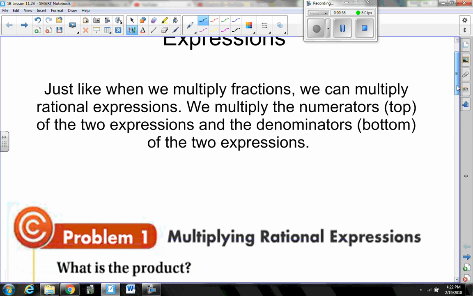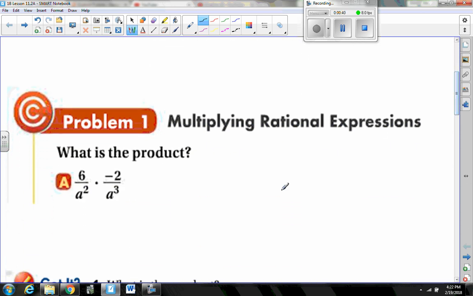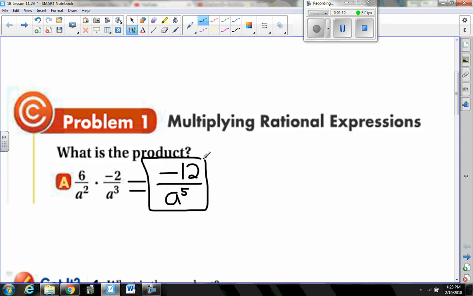All right. So the first type of fraction that you're going to see is something just like this, where you have two fractions and they're mostly normal, except now one of them or both of them involve variables. So what we're going to do here is multiply these two together by just multiplying the tops and bottoms. The top, of course, ends up being negative 12. The bottom here, a squared times a to the third, we add those exponents together and we get a to the fifth power. So that's my final answer here, negative 12 over a to the fifth power.